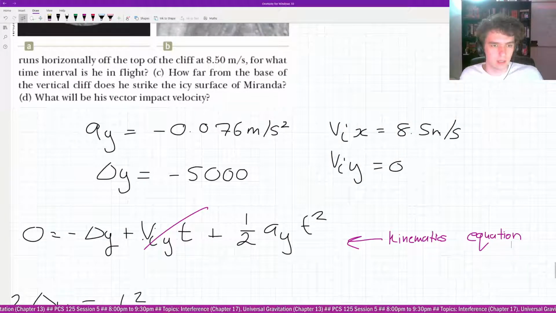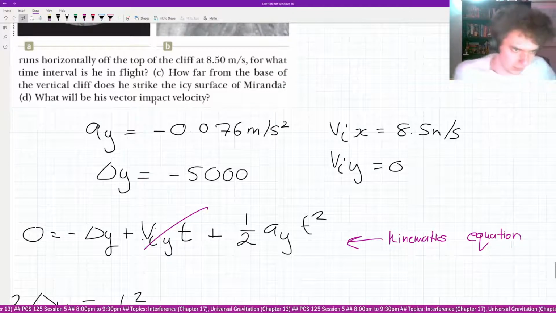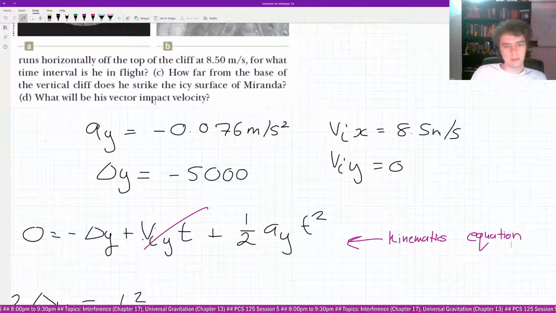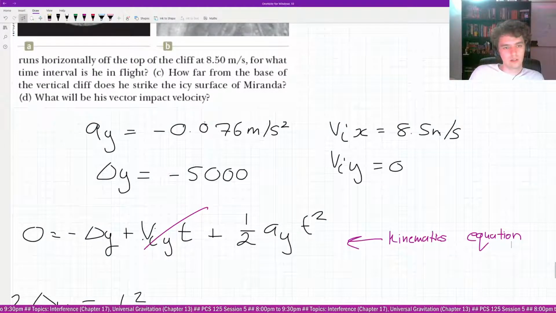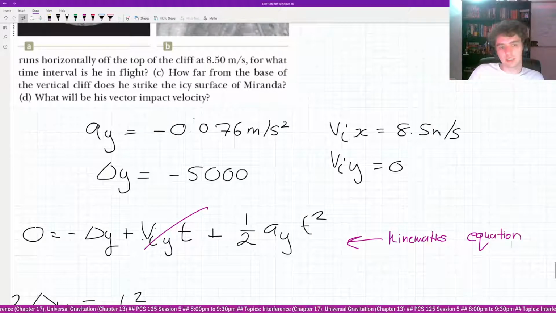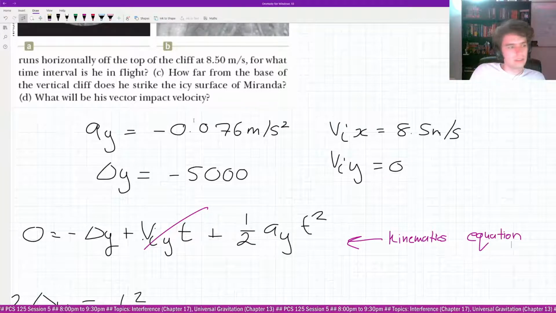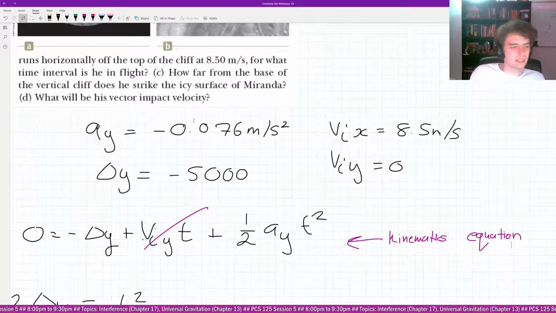And the next one: how far from the base of the vertical cliff does he strike the icy surface? What will be his vector impact velocity? Should I just skip the rest of these? Because what just is vector impact velocity? Isn't that just final velocity? After this is just kinematics, which I'm not saying is super easy. I'm just saying it's just the kinematic stuff. So I think we would be okay. But just tell me what you guys think. Should I skip it?